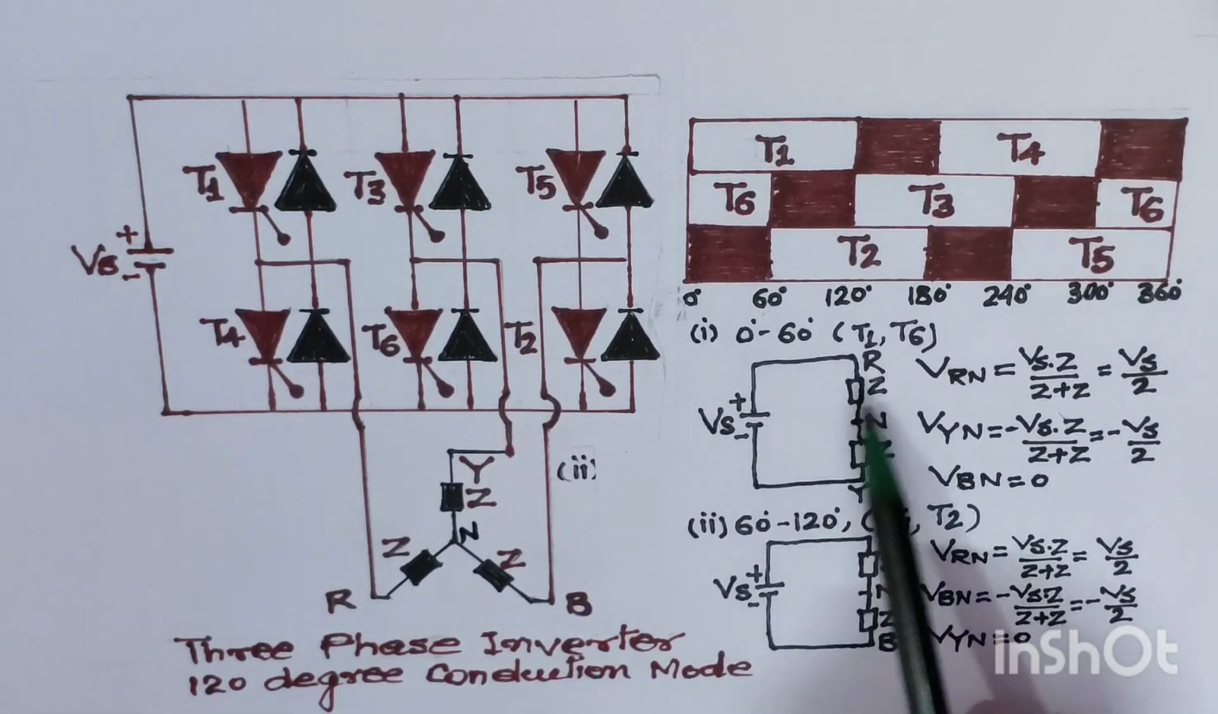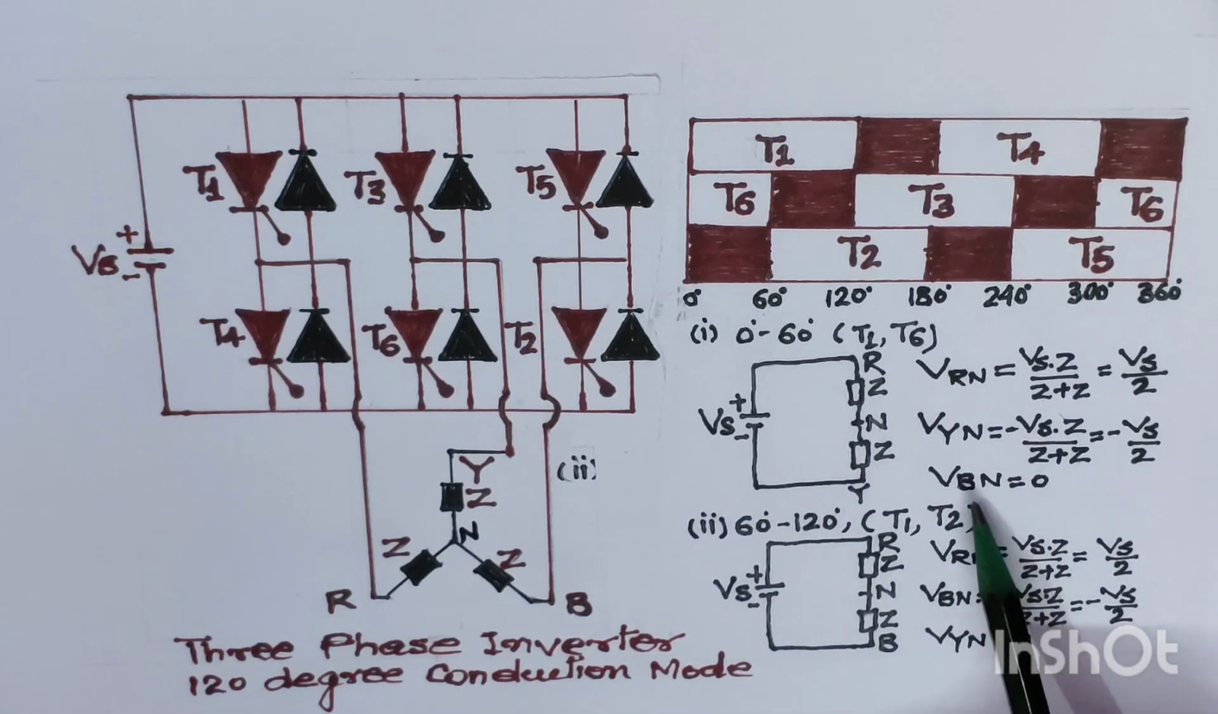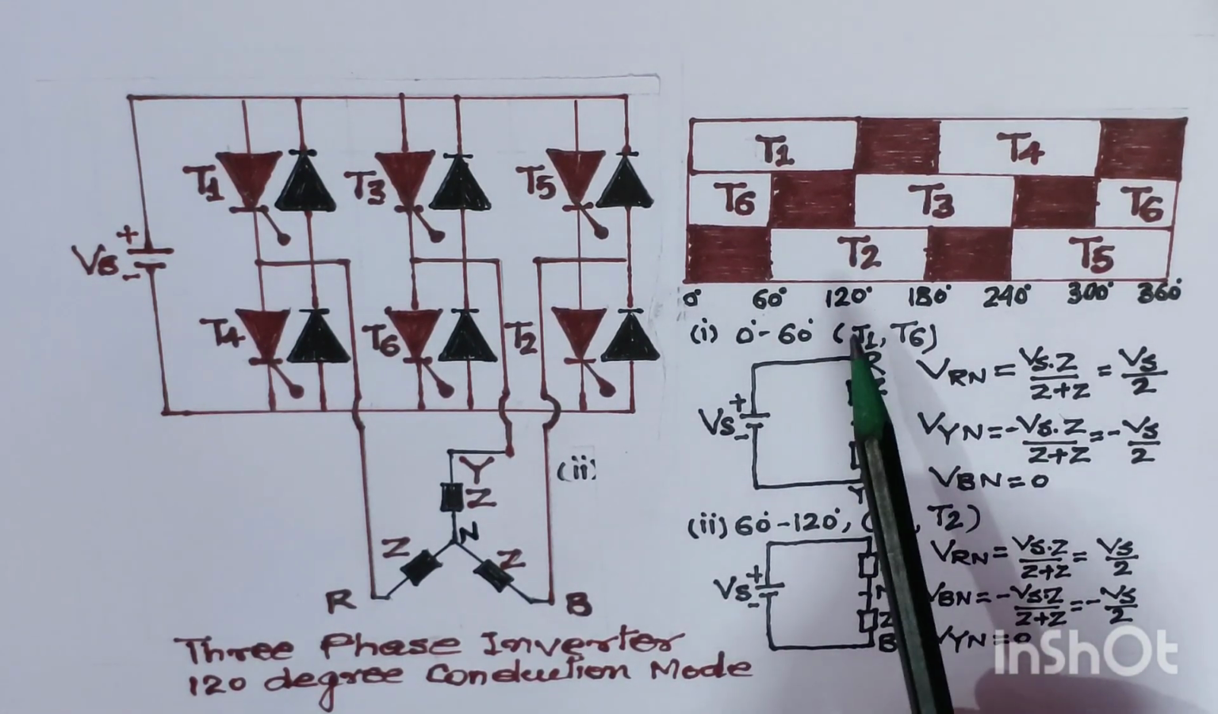And in this equivalent circuit diagram, as we know that no B phase is connected in this circuit, so we will take the voltage between B phase and neutral as 0. That's why we have written here VBN equals to 0. Now we'll move to the next interval.